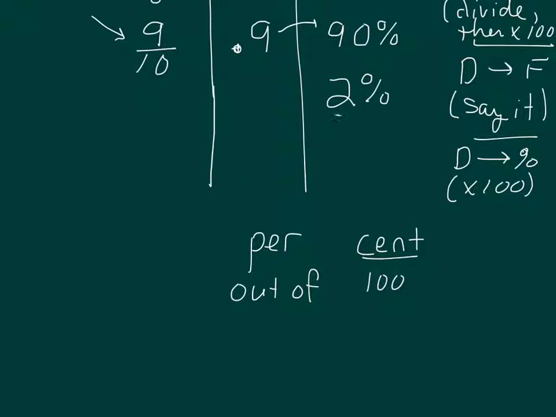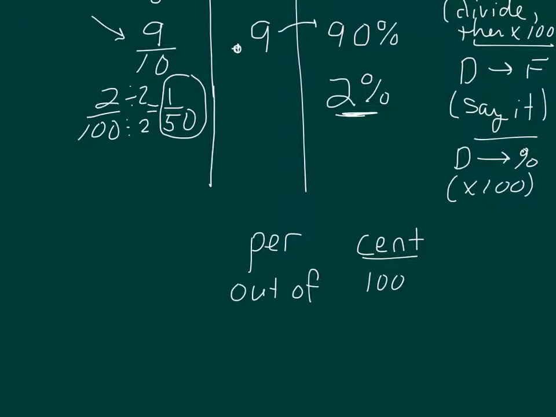So 2% means 2 out of 100. And that's the fraction. You just put the percent over 100. And then you can simplify this one. Divide those both by 2 and we get 1/50, which can't be simplified anymore. Everybody knows that you can't simplify a 1 any further. So it's 1/50.